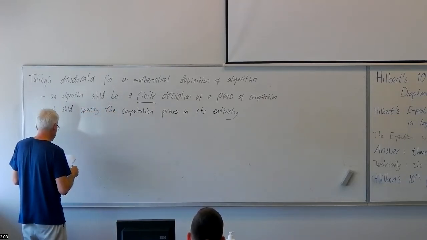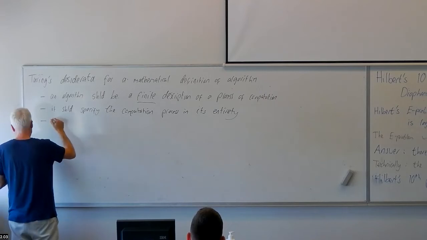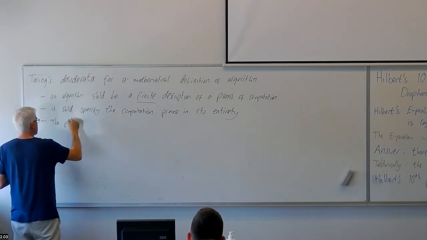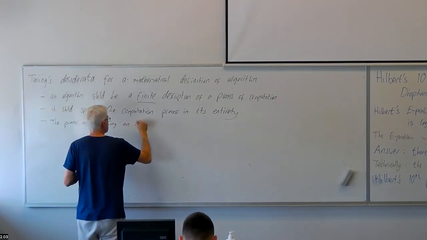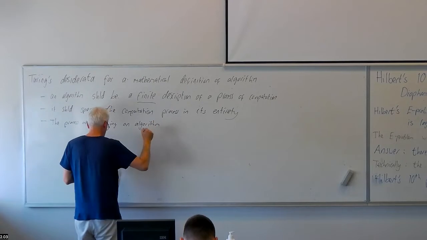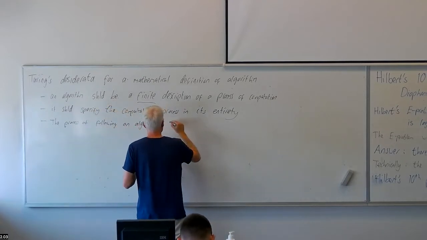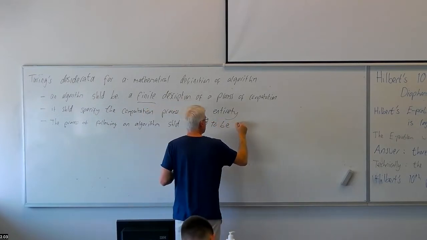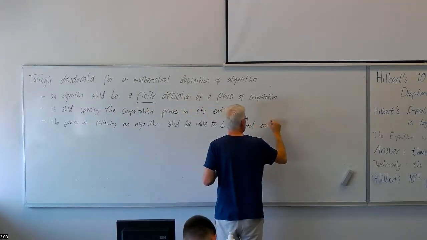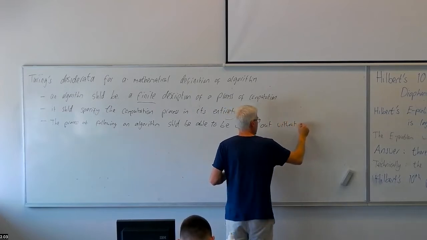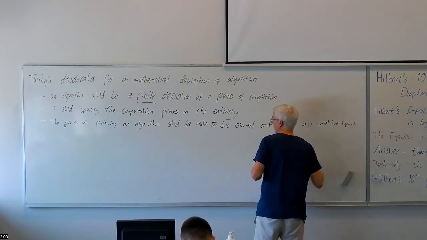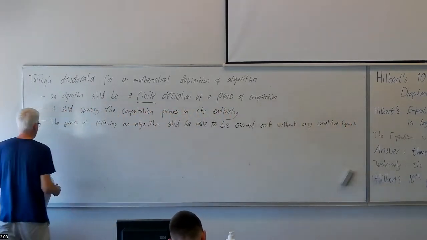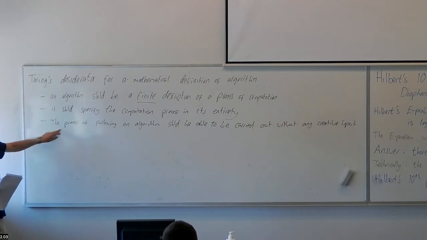So the process of following an algorithm should be able to be carried out without any creative input. So the algorithm should specify everything. We shouldn't need to put in anything that's not explicitly said in the algorithm.